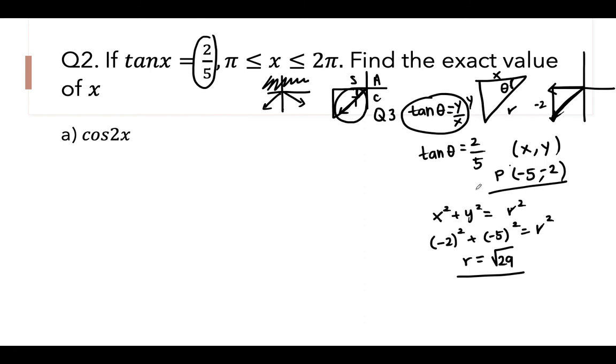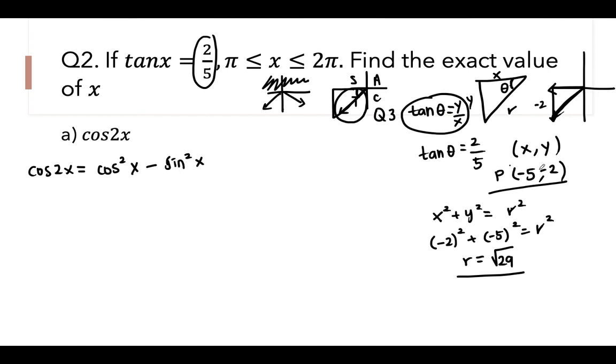So if I'm looking for, because we're looking for cosine 2x, the double angle, in order to do the double angle, the formula is going to be cosine 2x is equal to, so there are 3 options. You can choose either of them, but I'm going to choose cosine squared x minus sine squared x. So to do this, I need to first figure out what is the ratio for cosine x and what is the ratio for sine x.